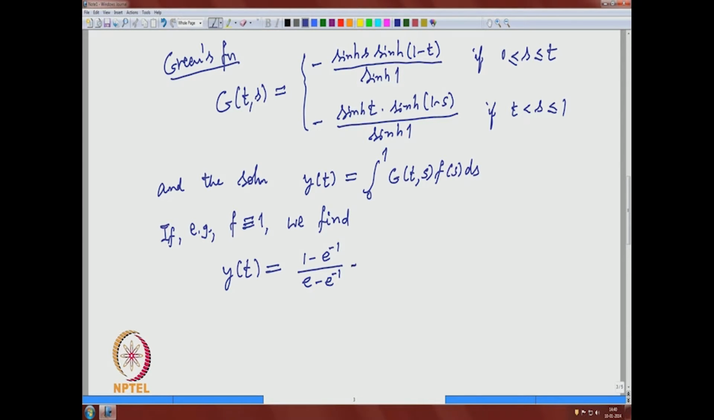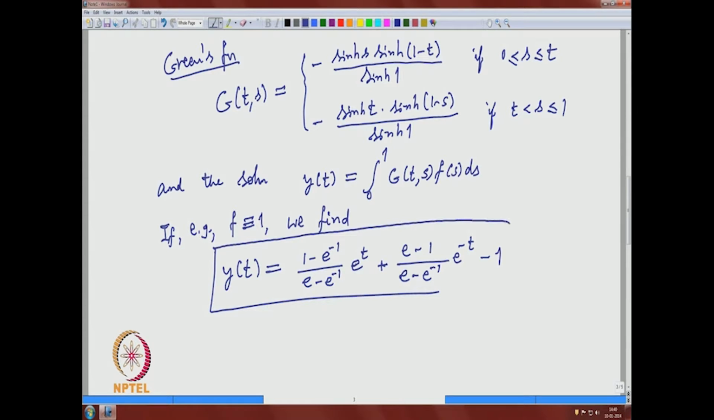So, e to the t plus (e minus 1) by (e minus 1) e to the minus t, and there is a minus 1. Okay. So, you can verify this. This satisfies the equation y double dot minus y equal to 1 with boundary conditions y(0) equal to y(1) equal to 0.